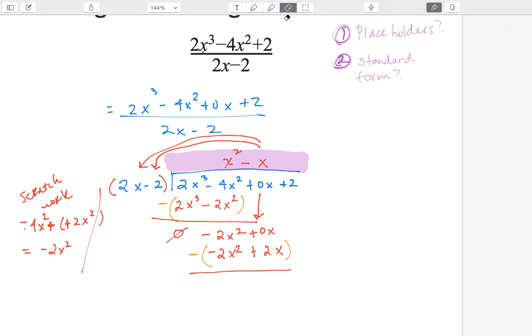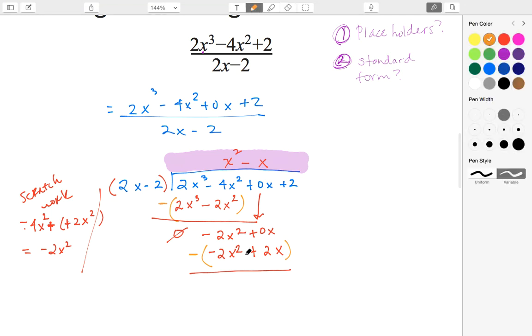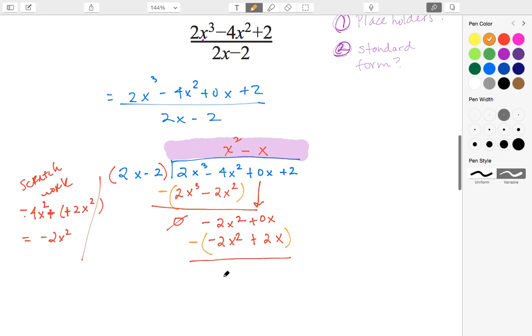And then we go ahead and subtract. So negative 2 minus negative 2, that becomes 0. And then 0 minus positive 2 is then just negative 2x. So we get negative 2x. And then finally, we bring down our constant. And then we repeat in the purple section.